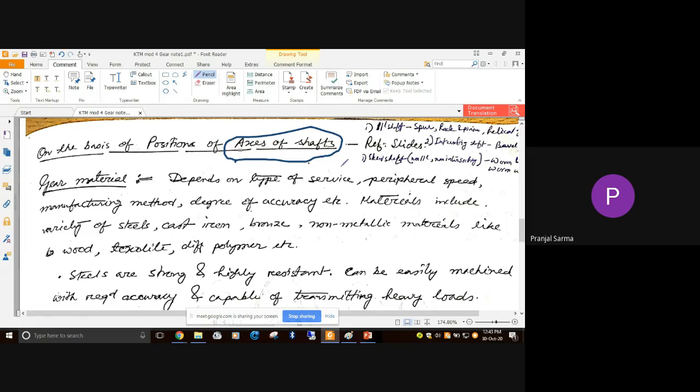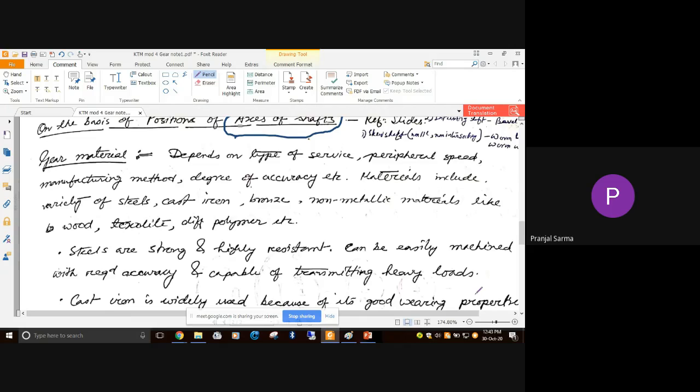Then we can have intersecting shafts, bevel gears, etc. We can also have skew shafts, that means non-parallel and non-intersecting. So that kind of classification we will also see. But before going to this particular classification, we'll talk simply about the gear materials, what the different gear materials are and why it is important.